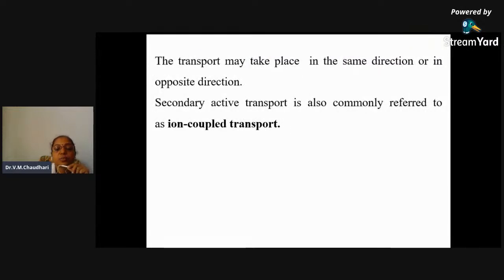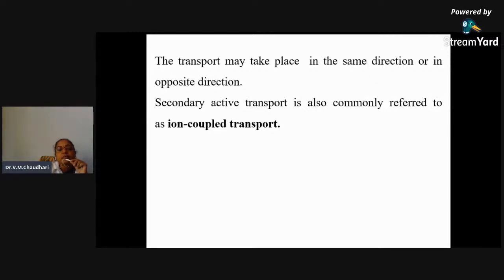So this transport takes place in the same direction or in the opposite direction. आता सेकंडरी ऍक्टिव्ह ट्रान्सपोर्टचं काय वेगळं कॅरेक्टर आहे प्रायमरी ऍक्टिव्ह ट्रान्सपोर्ट पेक्षा? Secondary active transport may take place in the same direction, that is simultaneously transfer inside the cell, and it may take place in the opposite direction. अपोजिट डायरेक्शन म्हणजे काय? एखादा कंपोनंट सेलमध्ये जाईल तर सेलमधनं एखादा कंपोनंट बाहेर पास होईल, that is in the opposite direction also or in the same direction.